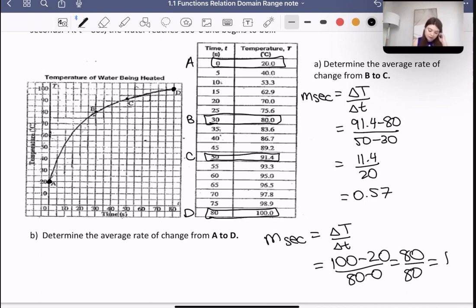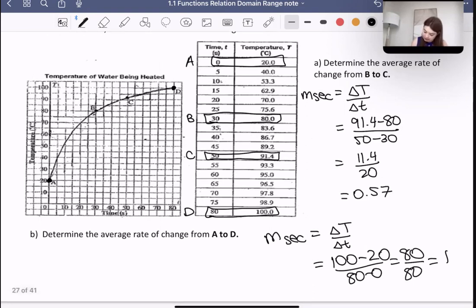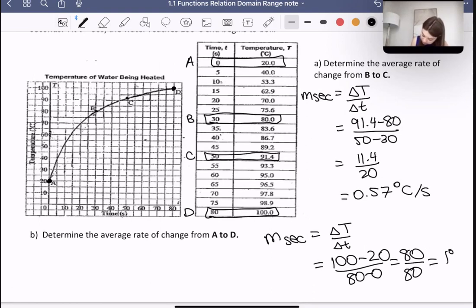Right? So on average, from A to D, when the time went up by 1 second, every second, on average, it went up 1 degree Celsius. Whereas from B to C, it only on average went up 0.57 degrees Celsius per second. Actually, I should write the units, it's degrees Celsius per second for both of these. And so the average rate of change from A to D was a higher average rate than just from B to C. B to C is part of A to D, but this particular part has a smaller average rate of change than the overall function from A to D. Very good.